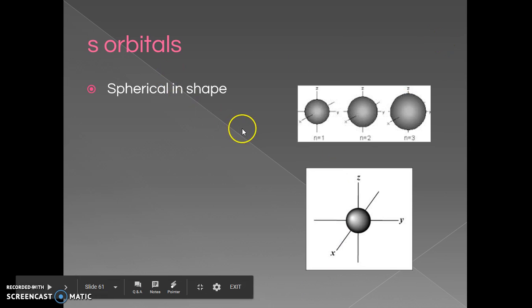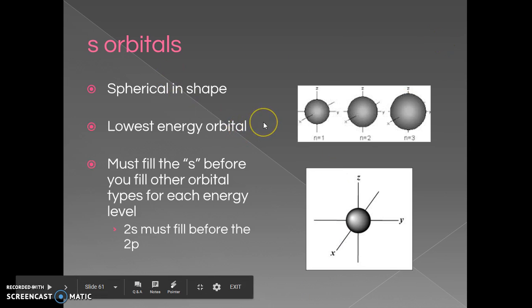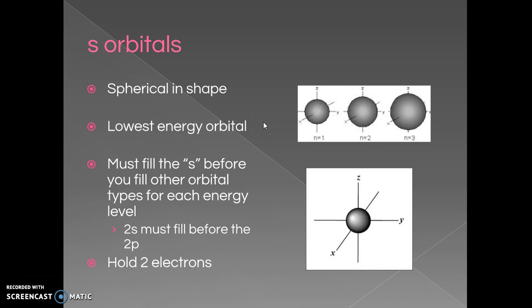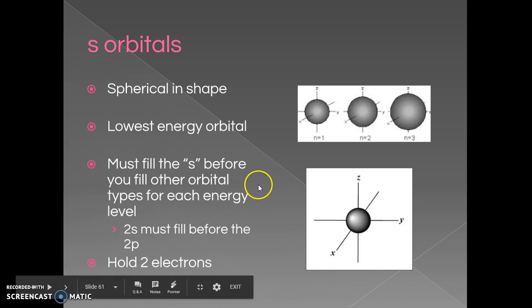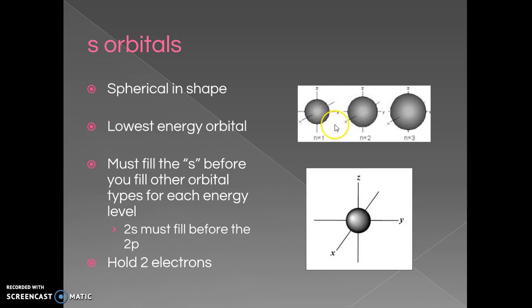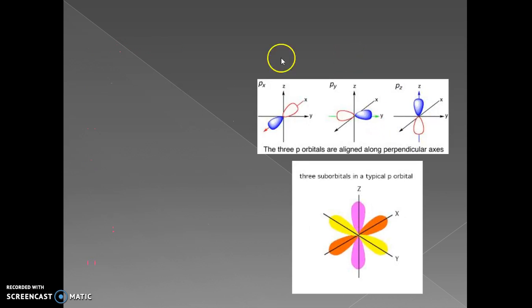So an s orbital is spherical in shape. It is circular. It is the lowest energy level. Don't worry about the rest of this stuff because we're going to talk about it in class. But it can hold 2 electrons. So here's what I mean: n equals 1 is this distance from the nucleus, n equals 2 is a little further out, n equals 3 is a little further out from that.